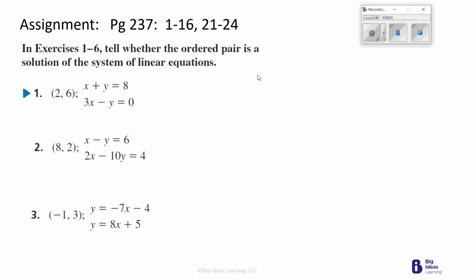Knock out your homework for 5-1. In exercises 1 through 6, it says tell whether the ordered pair is a solution of the system of linear equations. When I do this, the first thing I want to do is see if these numbers are actually going to work for these equations.